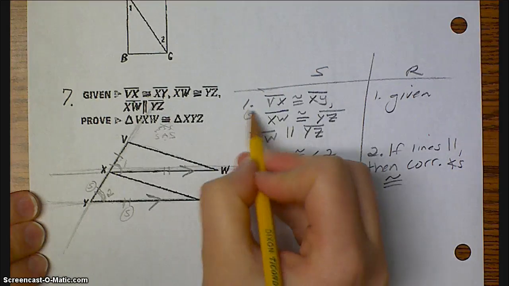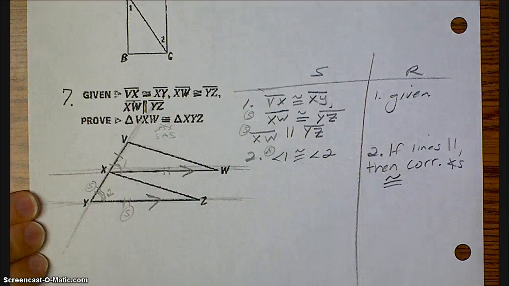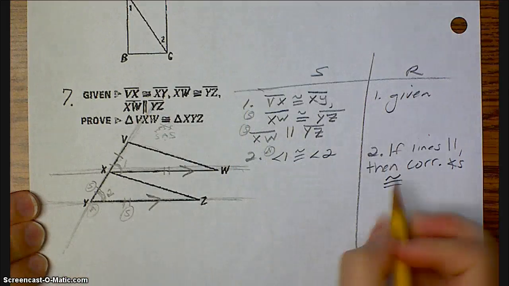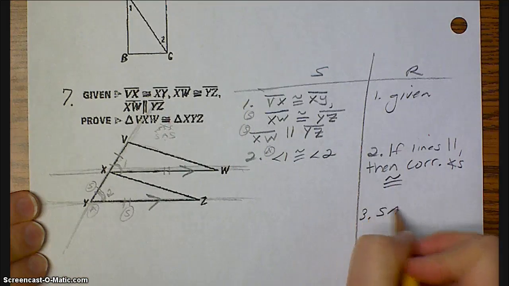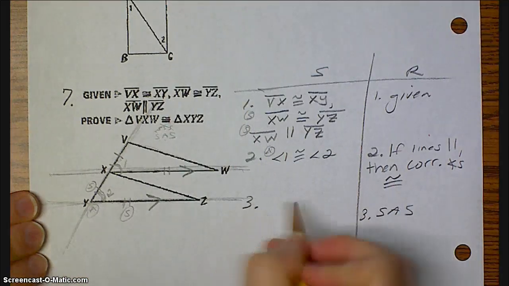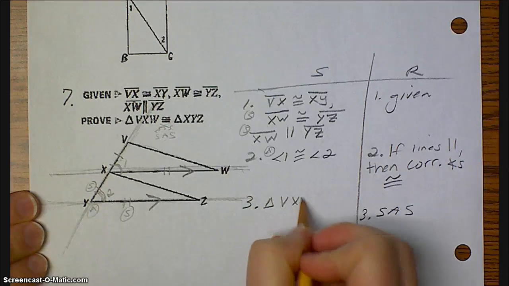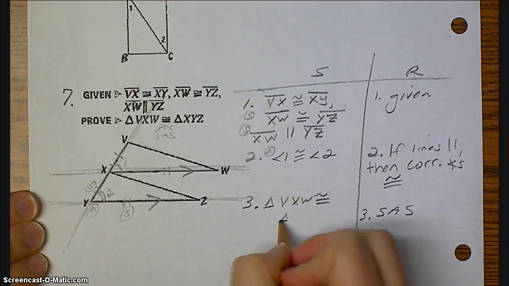Now I've got a side. The angle in between them now I have. So this would be SAS. And my triangles then have to be congruent.